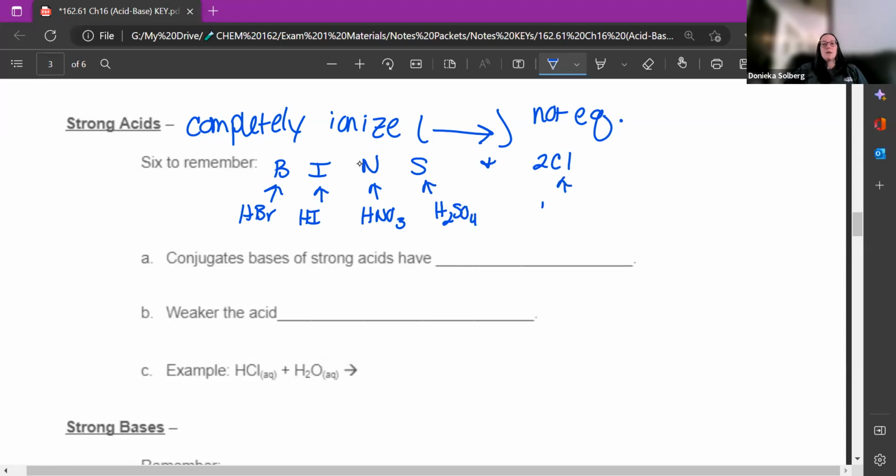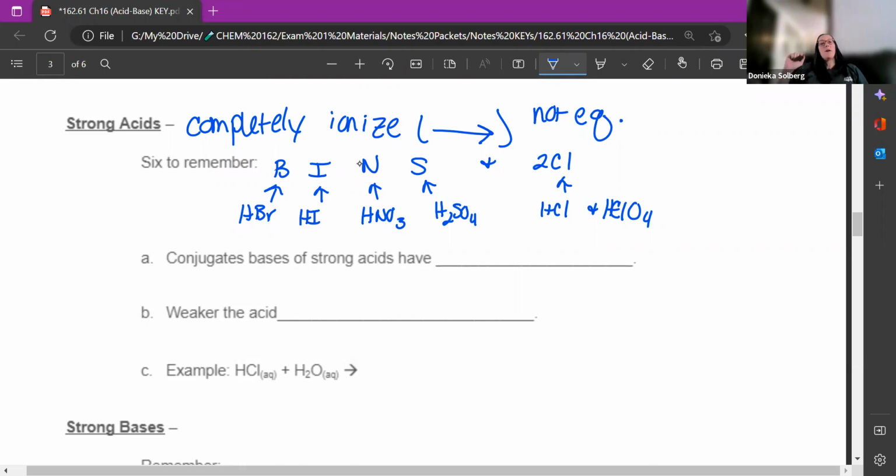And then my 2 chlorine ones are HCl. And then the one that has a bunch of oxygens on it, it's HClO4. Okay, so those are the 6 that you need to know are strong. So if you see this in a reaction, you should know that it is a strong acid.